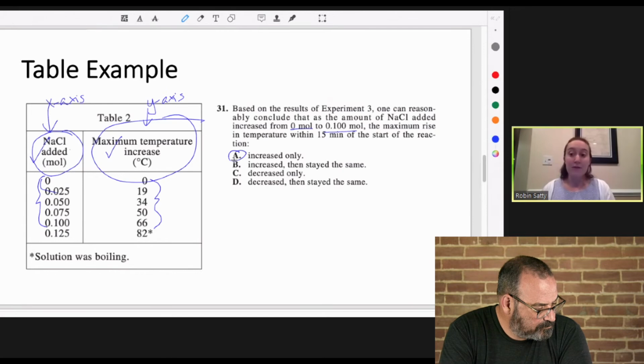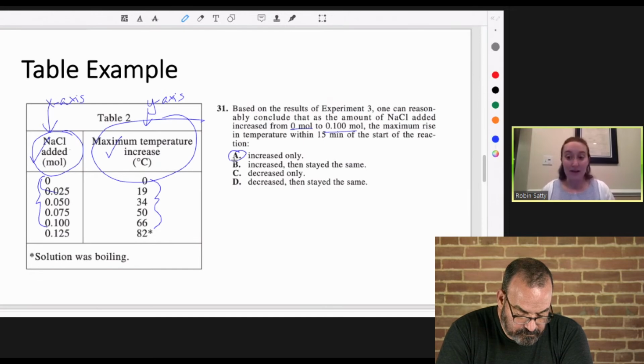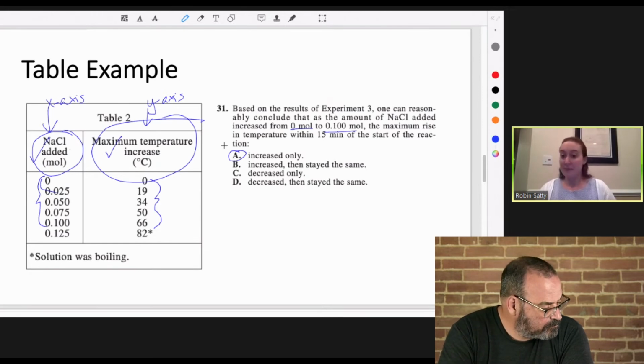Every once in a while, they'll throw something crazy at you that has an outlier, where you have to sort of overlook the outlier and understand that one weird point doesn't throw off a whole trend, but that's going to be very rarely. So that's how to read a table.